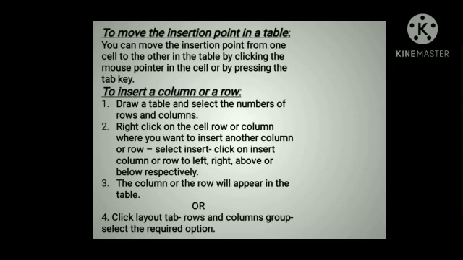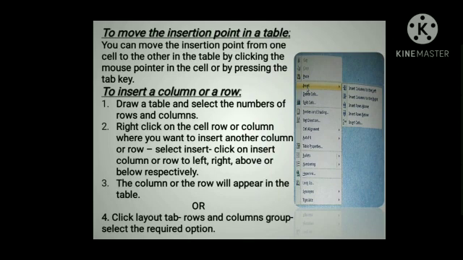To insert a column or a row, first draw a table and select the number of rows and columns. Second, right click on the cell, row or column where you want to insert another column or row. Select Insert. Click on Insert column or row to left, right, above or below respectively. Third, the column or the row will appear in the table. Or you can, fourth point, click Layout tab, Rows and Columns group, select the required option. As you can see in this picture.